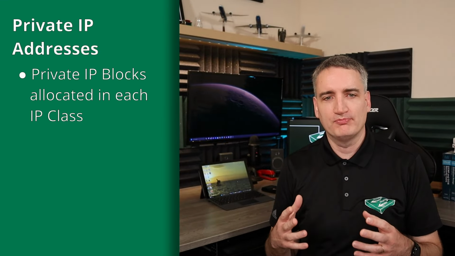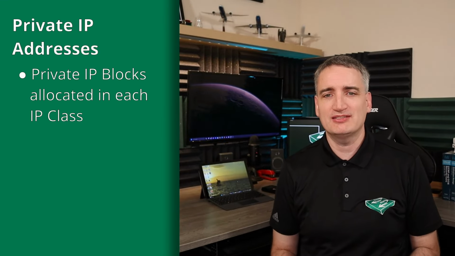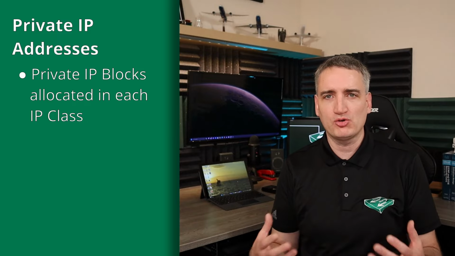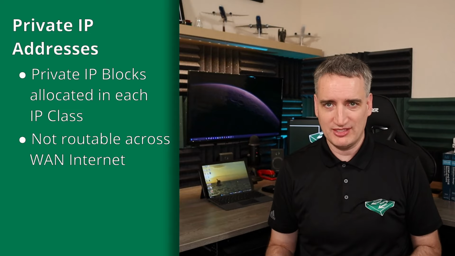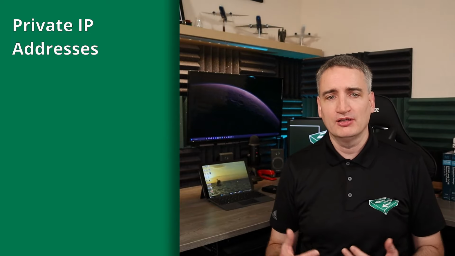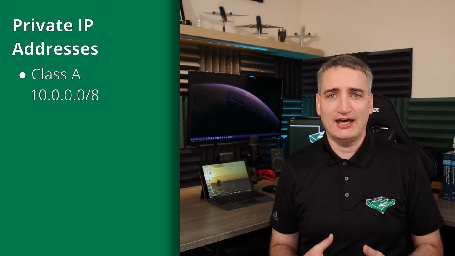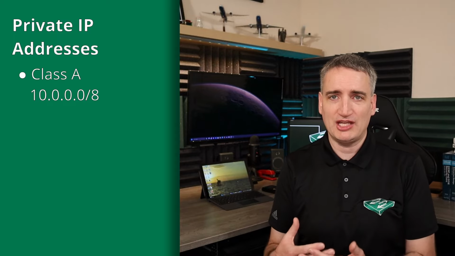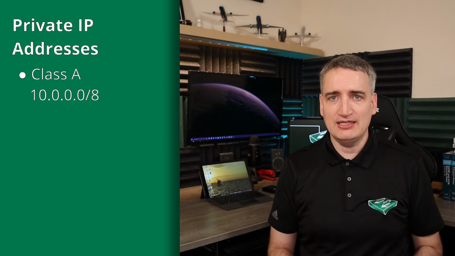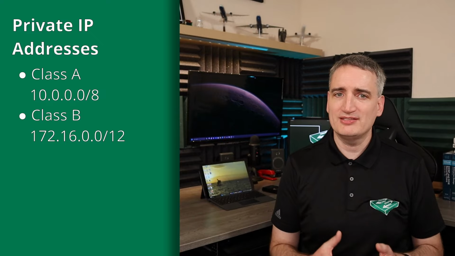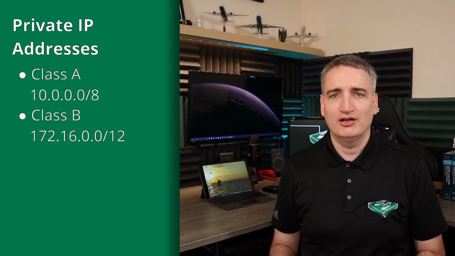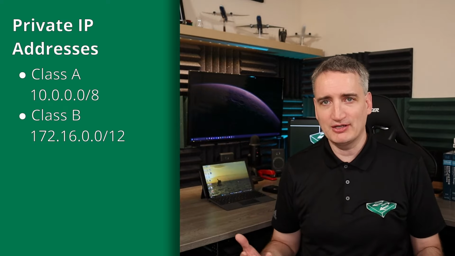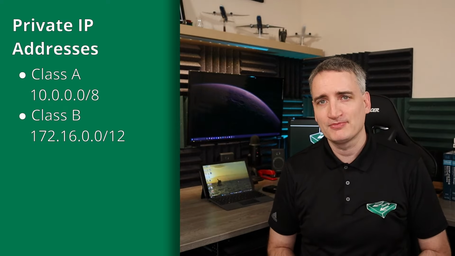In each class of IP addresses, there are blocks of private IPs, which means they can only be routed in the local area network or LAN and cannot be routed across the internet. They are, for class A, 10.0.0.0/8. Class B is going to be 172.16.0.0/12, although this is commonly broken up into various /16 addresses.